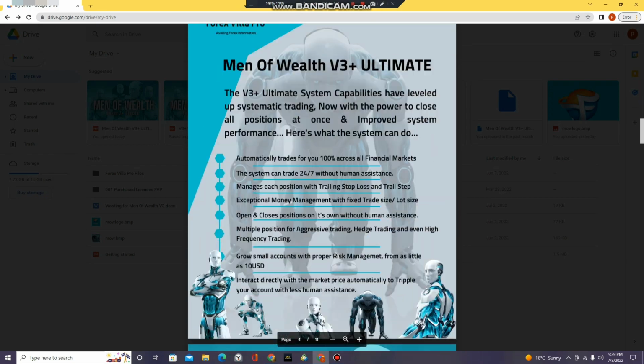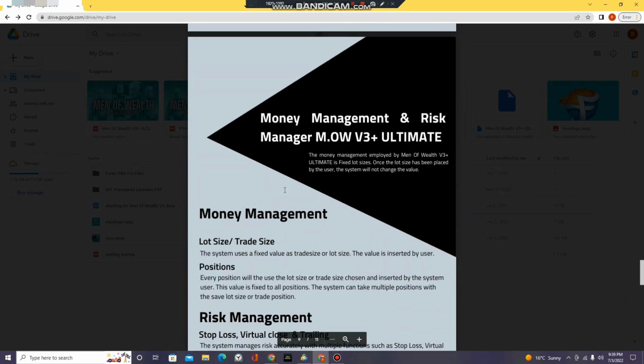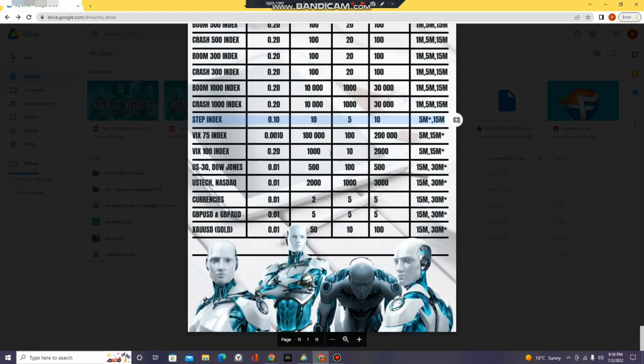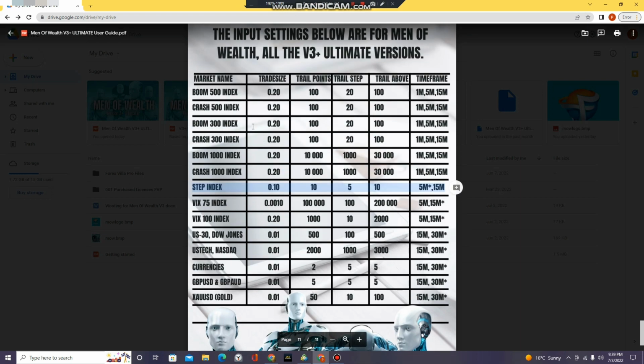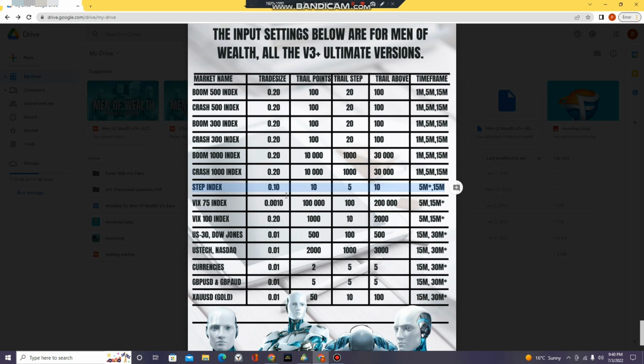So guys, remember, each and every time you plug in the system, you have to confirm the instrument that you're going to be trading. That's the law right there. And with trading Step Index, there it is, the market Step Index. Your trade size is 0.1. That's the minimum you can use for Step Index right now on Deriv. And then the other one is your trailing points, which is 10.